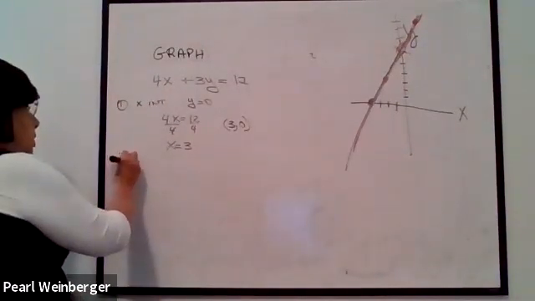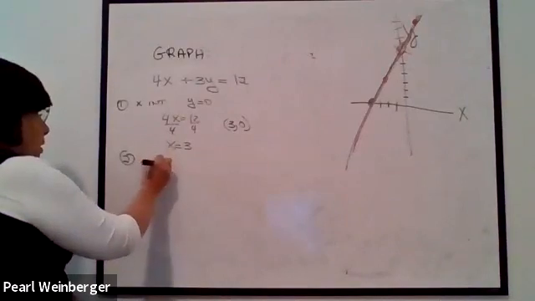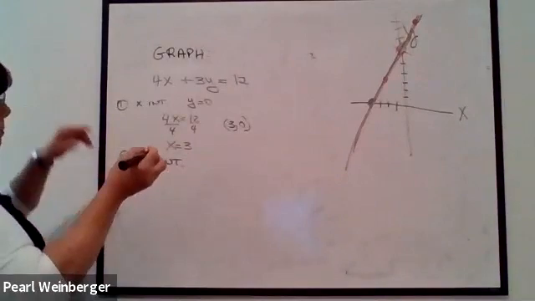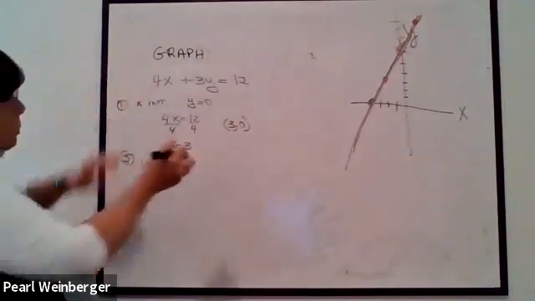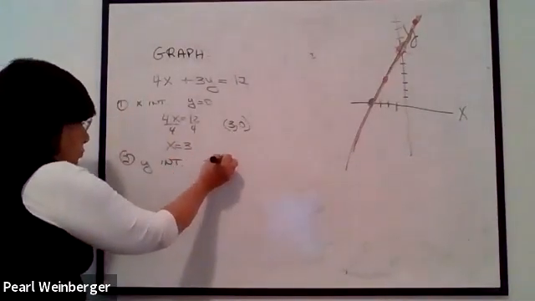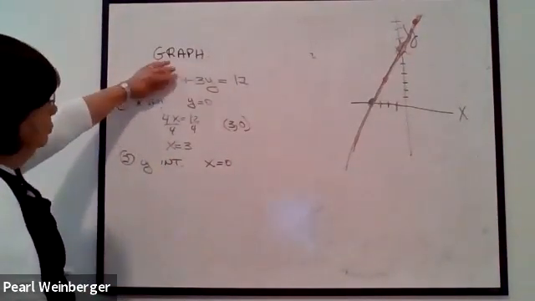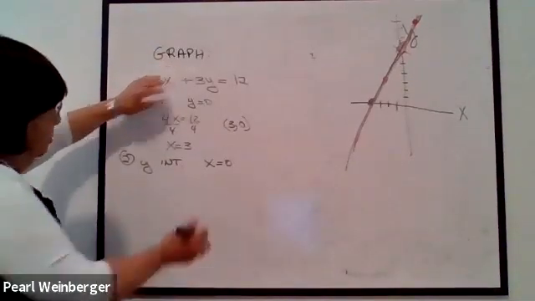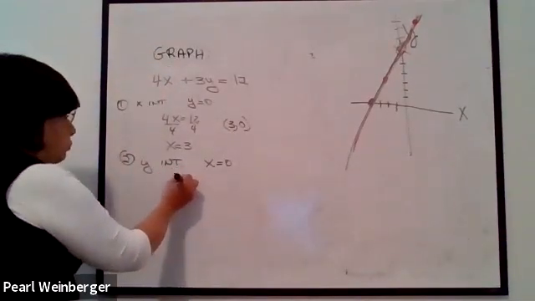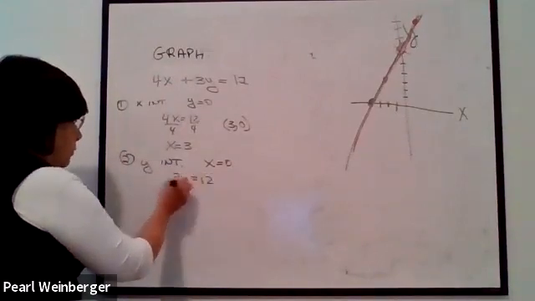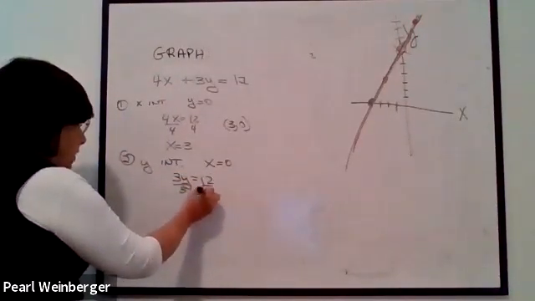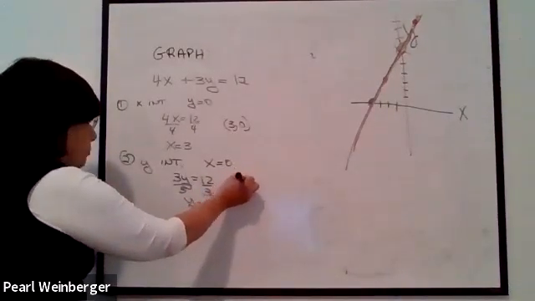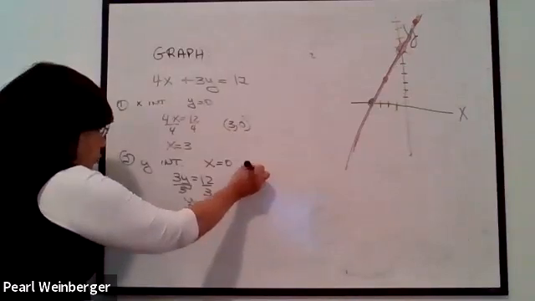In terms of the y-intercept, we can find the y-intercept in a similar way by putting x equal to 0. Take the x, replace it with 0. That means this whole term drops out, and what you're left with is that 3y equals 12. And when you solve that, you get y equals 4. In other words, the y-intercept is the point 0, 4.